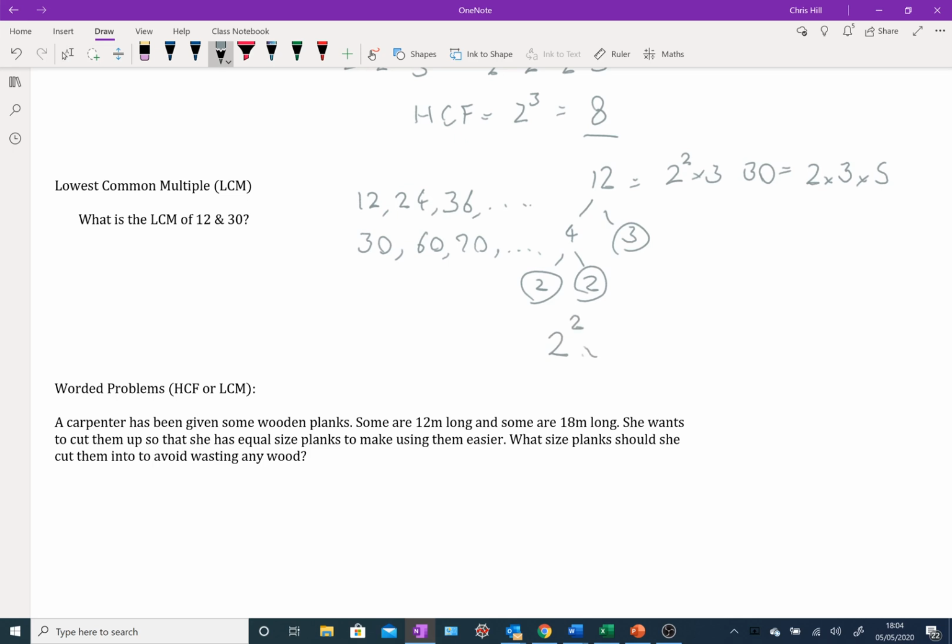3, 3, so that's fine. It's just 3, and then 5. So the highest power of each prime together, all multiplied together. So the highest common multiple would be 4 times 3, that would be 12, times 5 is equal to 60. Okay. Now you could have got that just by, if you have difficulty with that, just by listing out the factors.